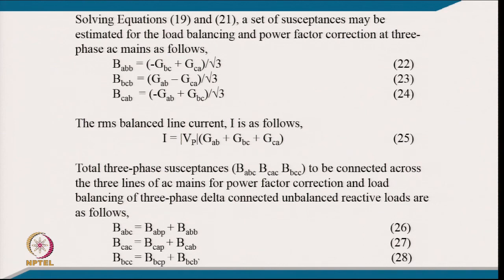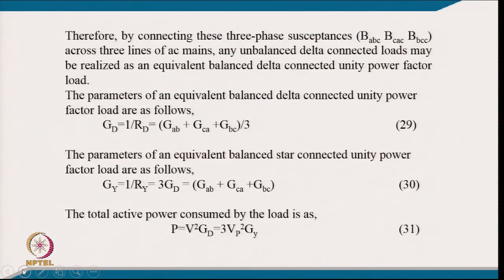So, the total three-phase susceptances are to be connected across the 3 lines of AC mains for power factor correction and load balancing of a three-phase delta connected unbalanced reactive load. Now you can find out the total conductances of the compensator, which is for power factor correction of the individual line, and similarly for CA and BC. These are for power factor correction, and this is for load balancing. So this is the compensator that you connect, typically in parallel, across all 3 lines.